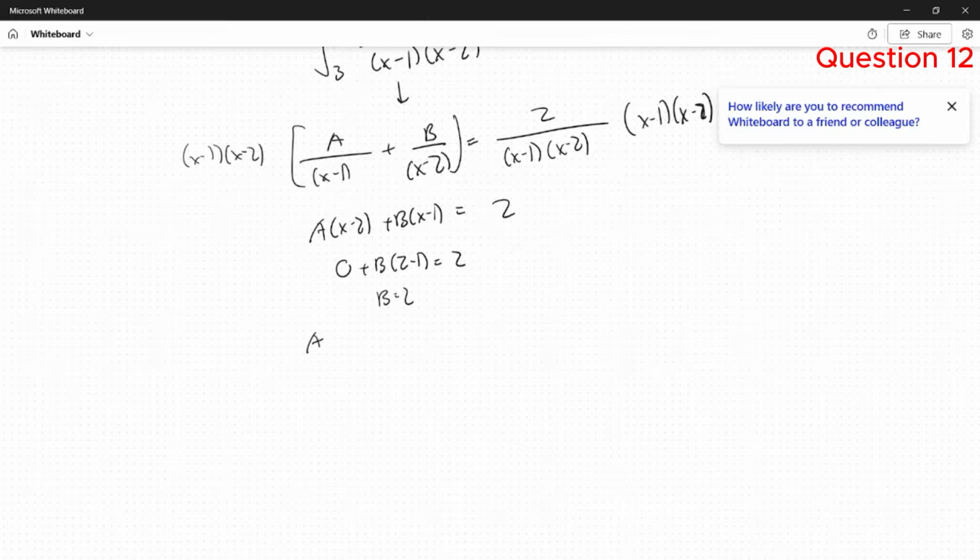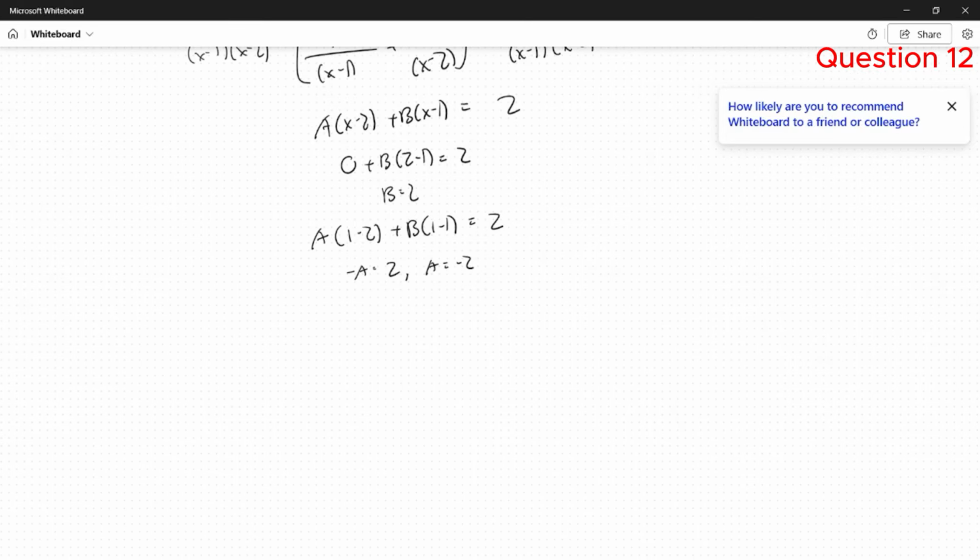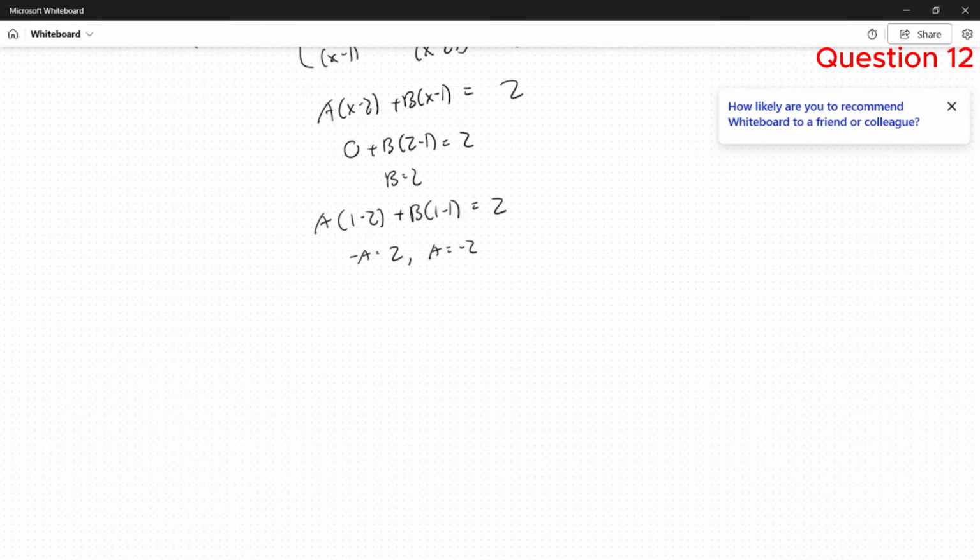I'm going to do the same with A. A times 1 minus 2 in this case, since B has 1 minus 1, and then we'll see what that equals. We get negative A is equal to 2, or A is equal to negative 2, and thus we now have all of the constants that we need to solve this integral. So let's reset this thing up.